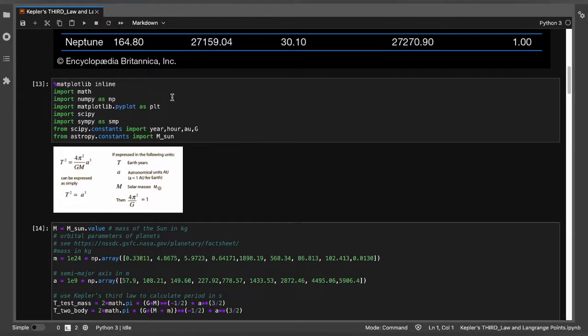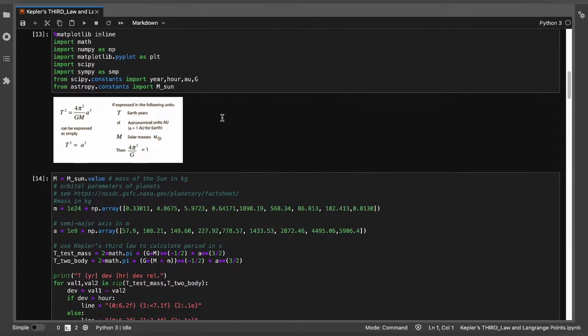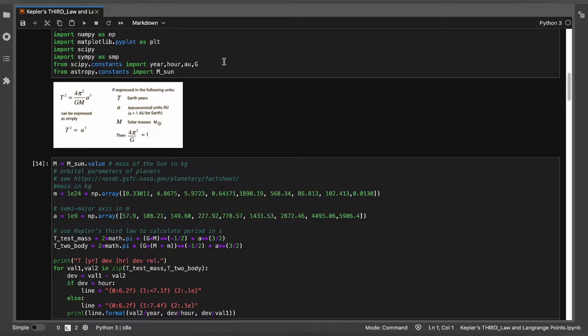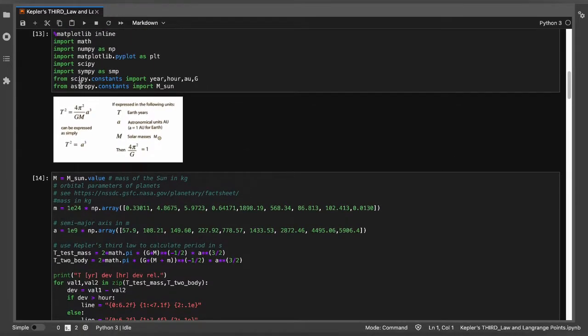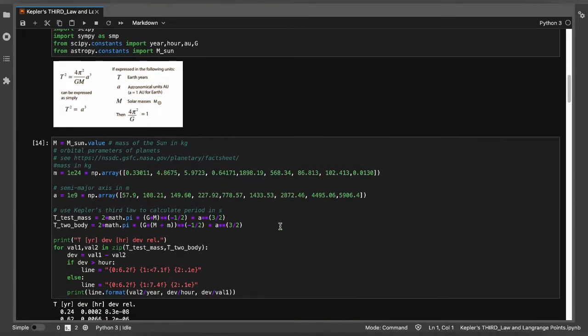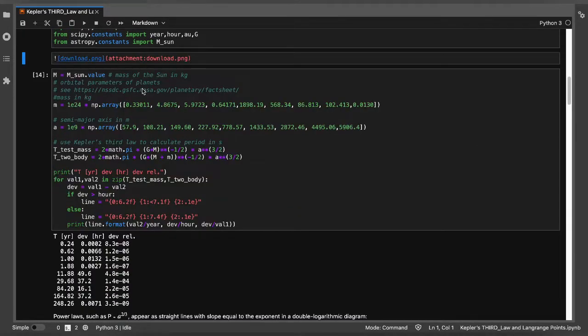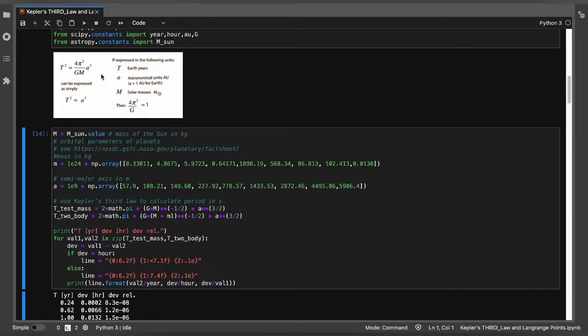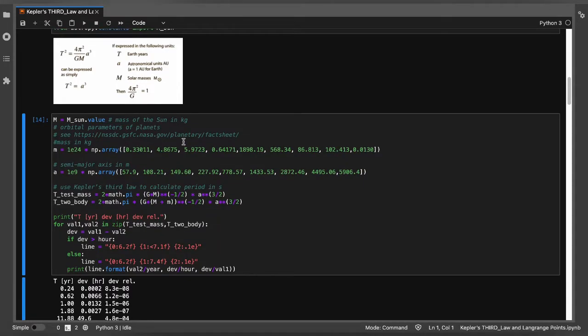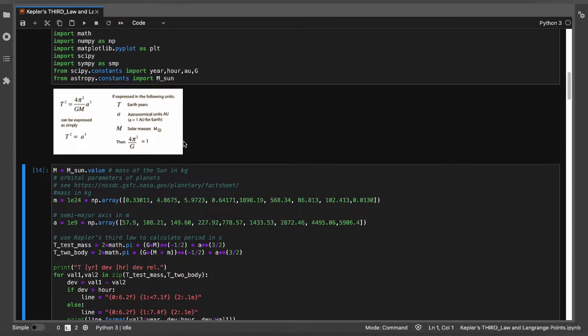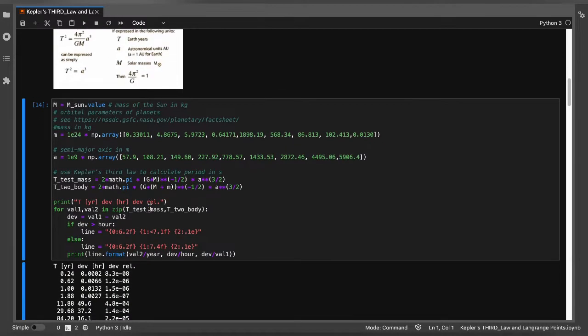So first we are going to import some packages. First we are going to import math, then matplotlib, numpy, scipy, sympy, and we are going to import constants from scipy. So this is the formula for Kepler: T squared equals 4 pi squared upon GM times a cubed, where a is the astronomical unit, AU, r cubed you can say. Okay, this is defined for Earth, and we are going to generalize it.